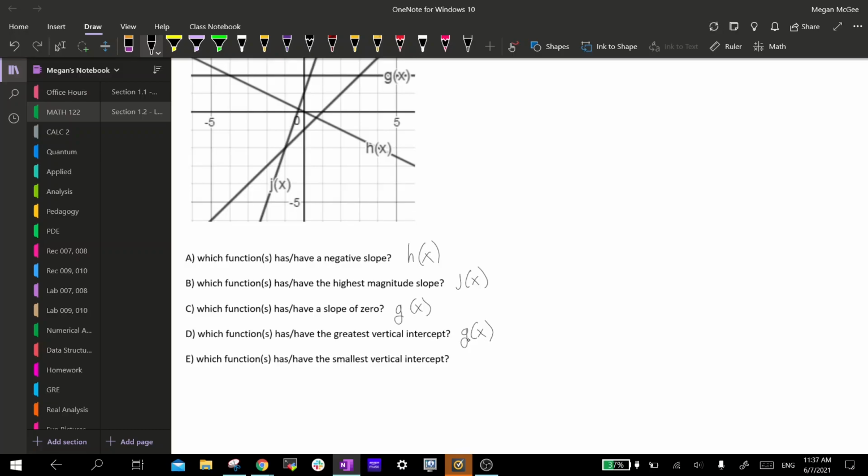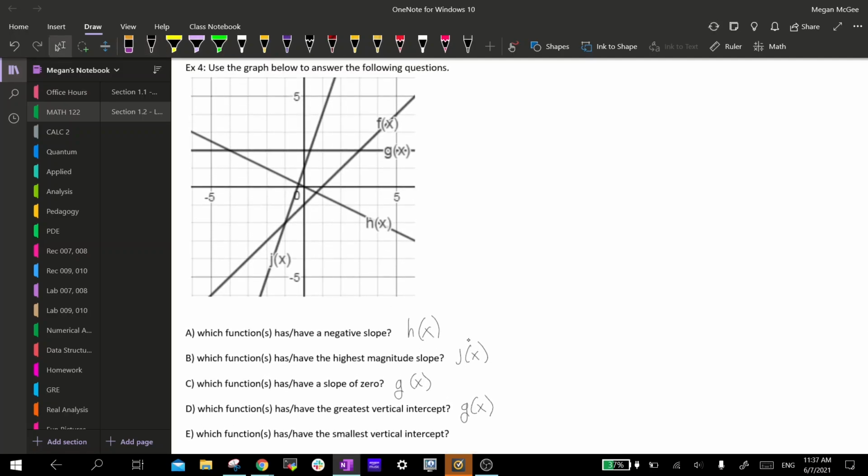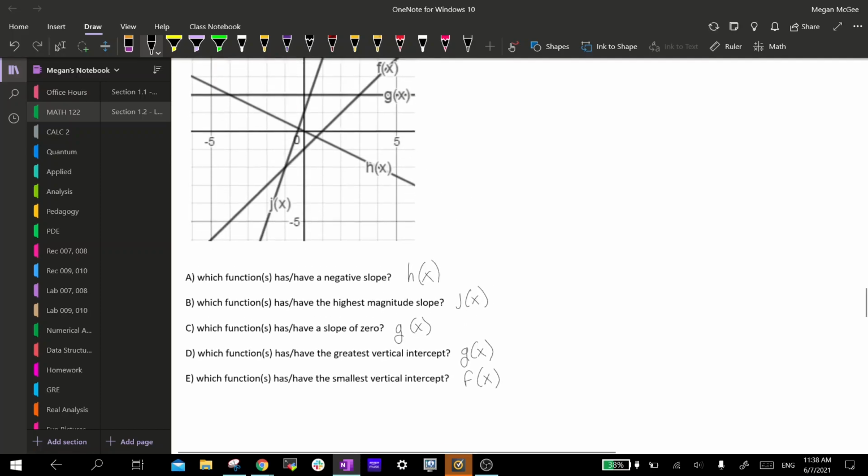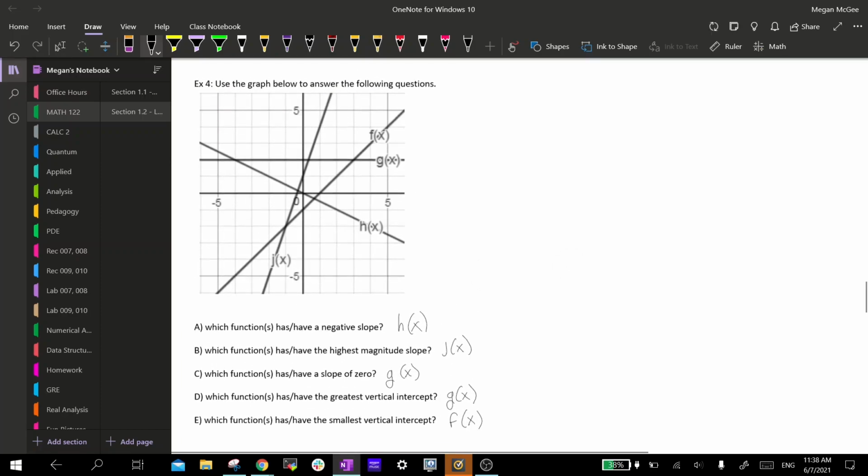And then we are asked in part E, what function has the smallest vertical intercept? And so that's the lowest that a function crosses the value on the y-axis. And so again, it looks like it's this one, which is our f of x. All right. Our f of x. So that graph looked a little bit crazy and overwhelming, right? But it was some fairly simple questions if we just looked one at a time.